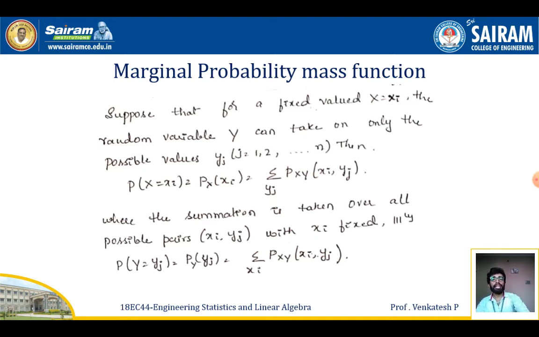Here the summation is taken over all the possible pairs xi, yj when xi is fixed. Similarly, P of capital Y equal to yj is equal to the summation with respect to xi of the probability of xi comma yj. So I can estimate the marginal probability mass function with respect to y from this formula. The same thing applies here also, where we use the pairs xi comma yj with yj fixed.